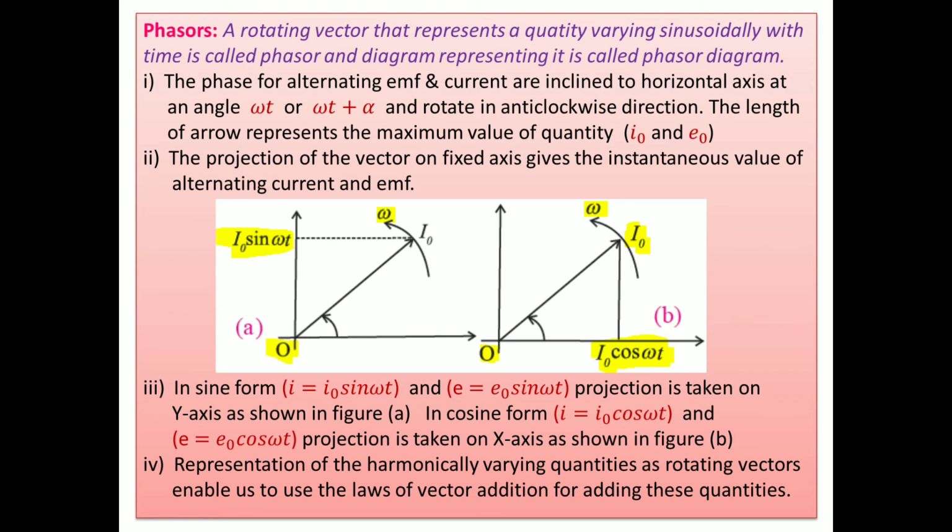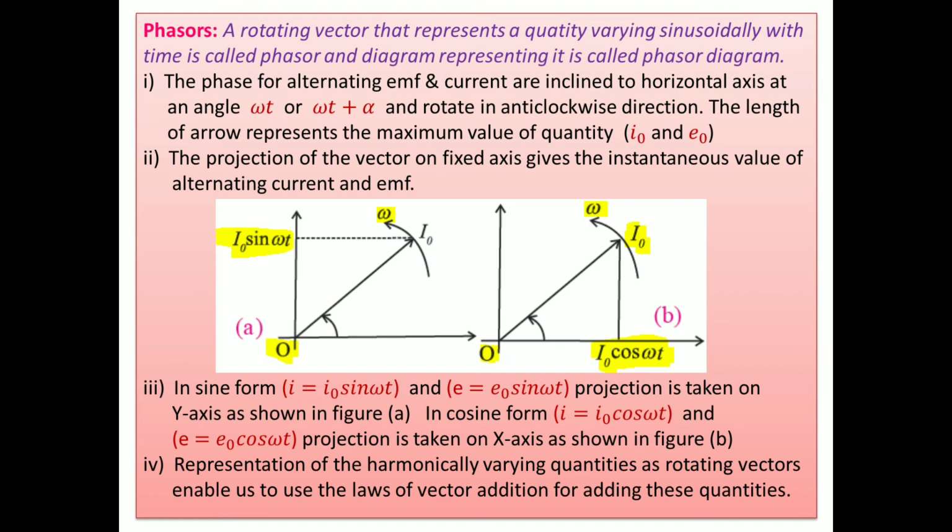It means a physical quantity which is varying sinusoidally. Which quantities are varying sinusoidally? Here we take current and EMF. In AC, which values are varying? Current and voltage are there. We know that current I equal to I naught sin omega t. The sin omega t term is there, so it varies sinusoidally with time. Similarly, we can take EMF also, E equal to E naught sin omega t.